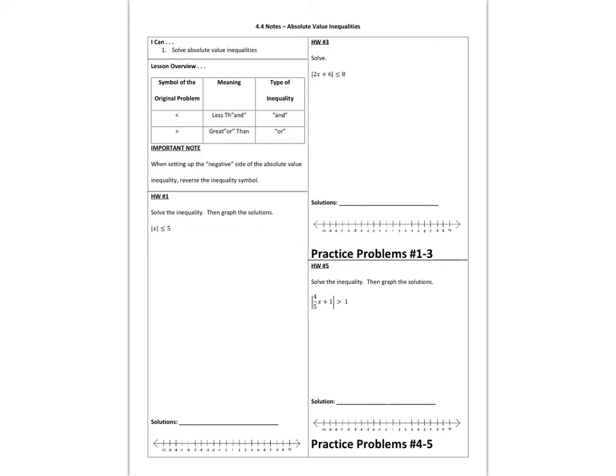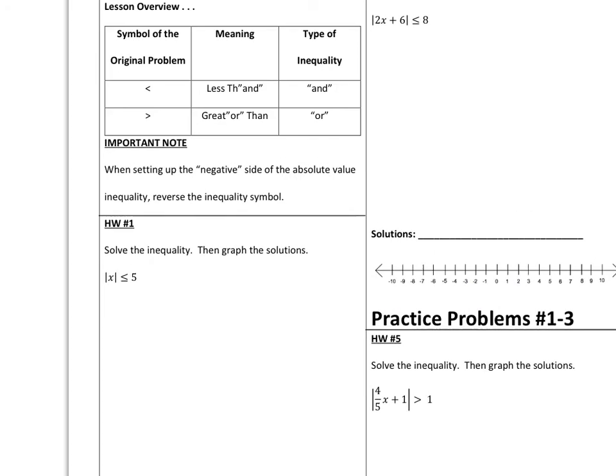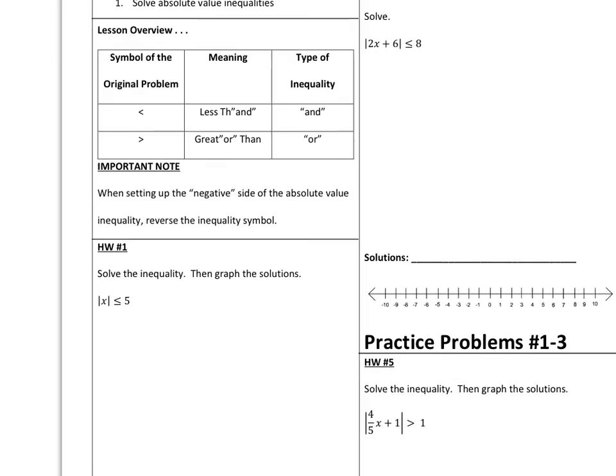Okay, these are the 4.4 notes, solving absolute value inequalities. And there's a couple things that you have to just memorize for this lesson. The first is when you're solving an absolute value inequality, if the original problem is less than, then you use "and." And remember, we've talked about "and" before, that that's where the two solutions overlap. Both have to be true to be the solution. And then greater than is an "or," so that they don't have to overlap, it's just both solutions there.